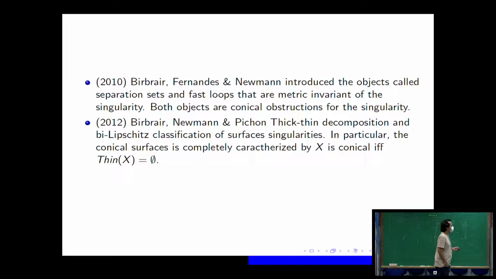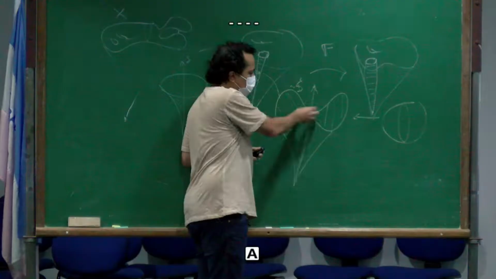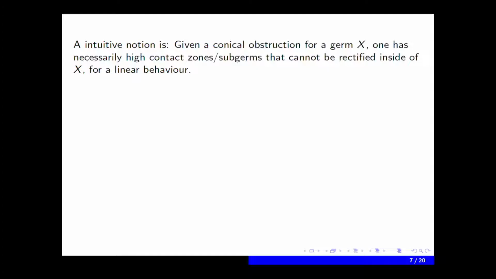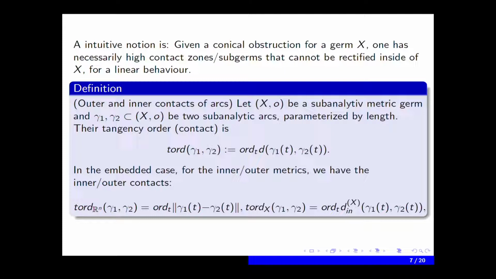Okay. So the intuitive notion is: given a conical obstruction for a germ, it necessarily has high contact zones and subgerms that cannot be rectified inside of X to a linear behavior. This is some intuition. For example, we have this object; if you try to rectify it in order to get some linear collapse, you are not able to. Motivated by this point of high contact, as at the start of the talk, the approach of this work is to study the metric behavior of germs, considering the contact of arcs.